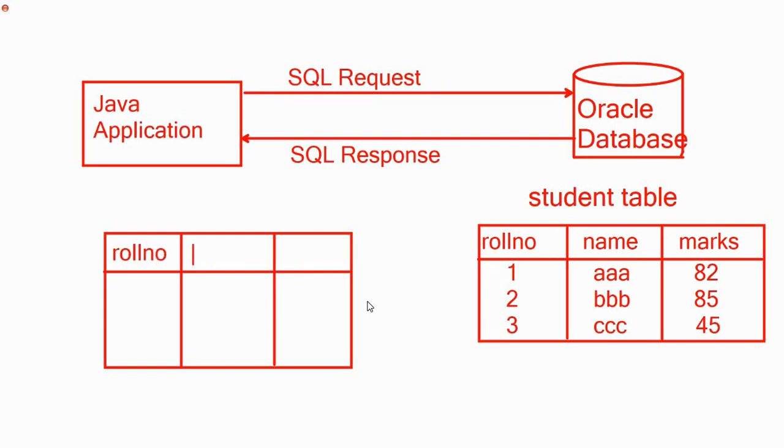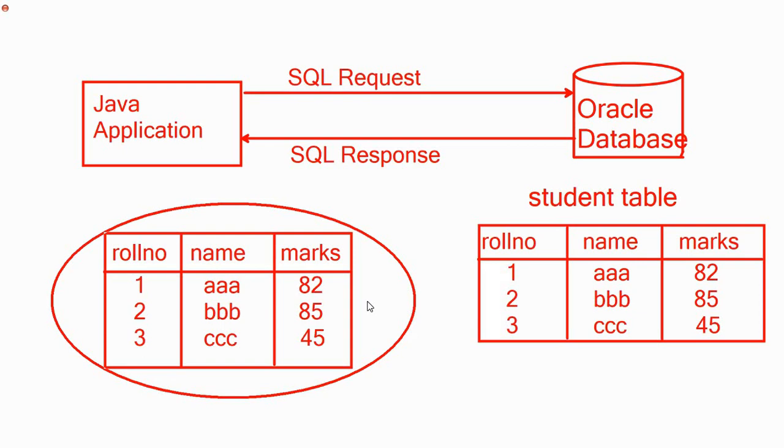Say roll number, name. Don't write, I'll give you time for writing. This is like an object. It's like a result set object. This total result set is referred to by one reference, something like RS.